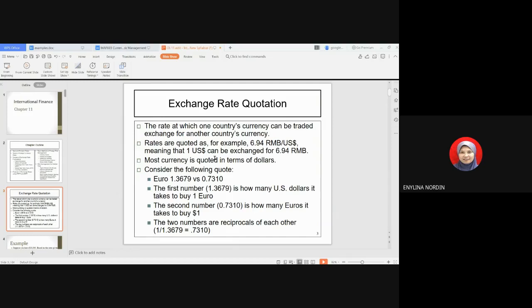So what is the exchange rate? Exchange rate is the rate at which one country's currency can be traded, exchanged, for another country's currency. For example, the rate quoted as 6.94 RMB against the US dollar. That means for every US dollar, it can be exchanged for 6.94 RMB. In other words, if you want to buy one US dollar, then you have to pay 6.94 RMB.